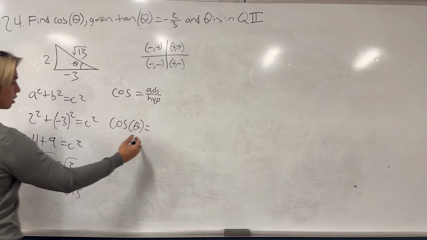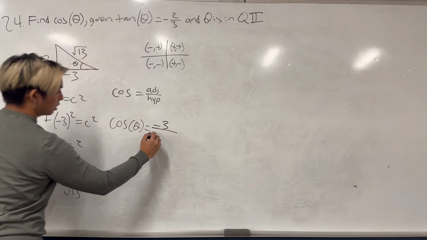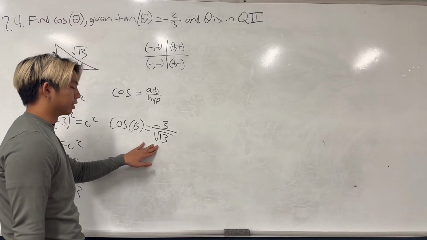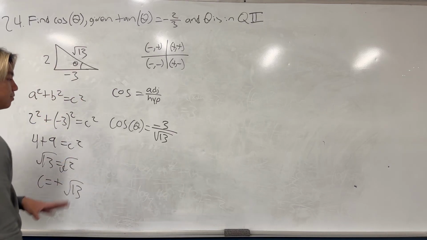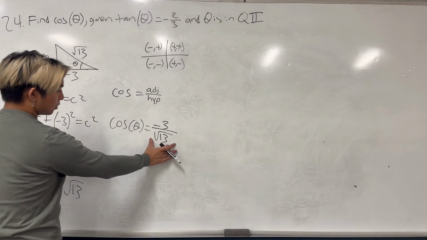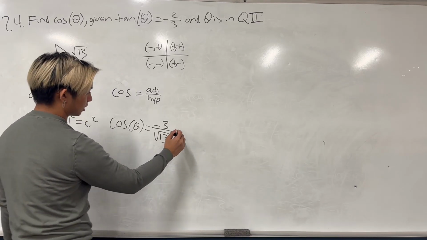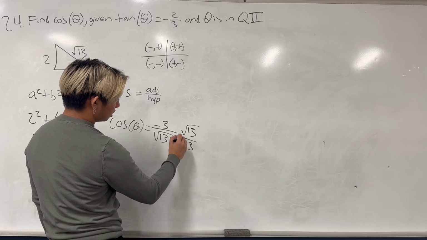Adjacent is negative 3. Negative 3 over hypotenuse, we just found its square root of 13. Cool, but we're not quite done yet, right? Because unfortunately there is a square root at the bottom, a radical in the denominator, so we have to rationalize it. How do we rationalize it? We take the denominator, our radical, and multiply the top and bottom by itself. So top and bottom, square root of 13, boom.